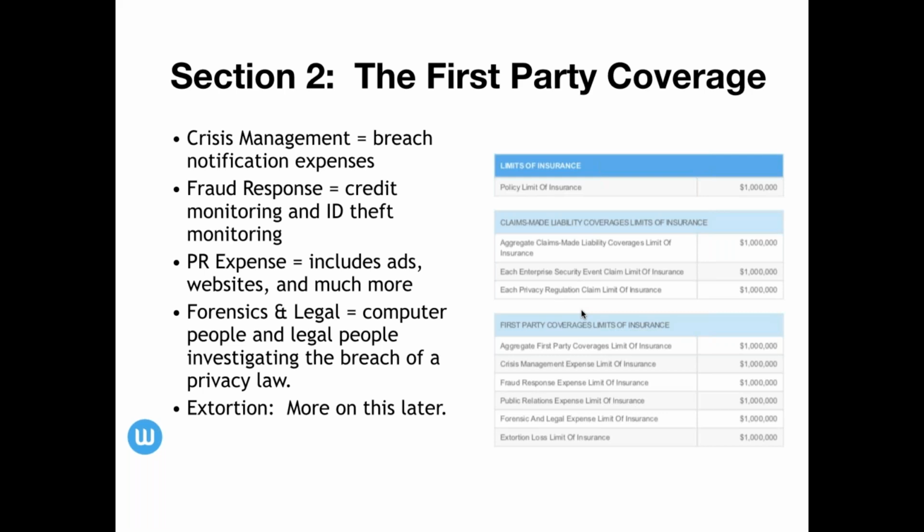And then finally, cyber extortion. We're going to talk a little bit more about this in a later section because it goes hand in hand with another coverage, which is ransomware. But a lot of policies have this. It is unclear if they include ransomware in it, which is why it's very important that you make sure you have coverage for both extortion and ransomware in a policy. But I'll give you more details on that in a second.